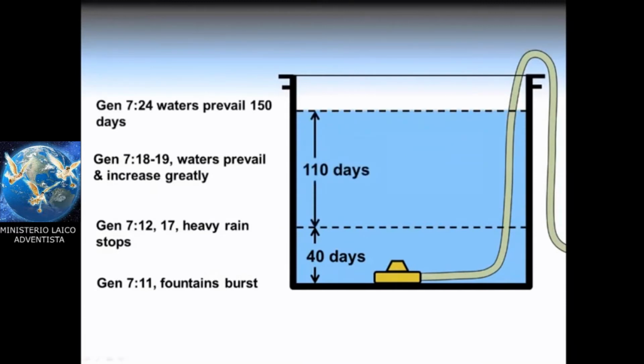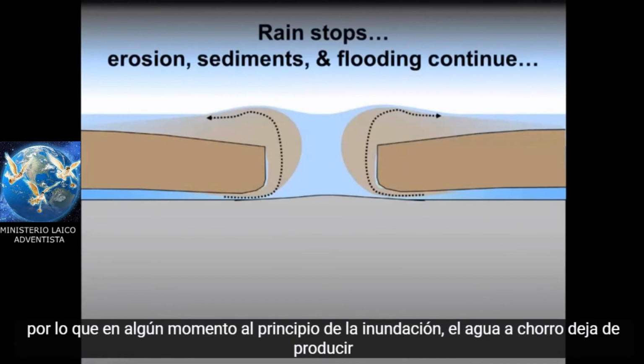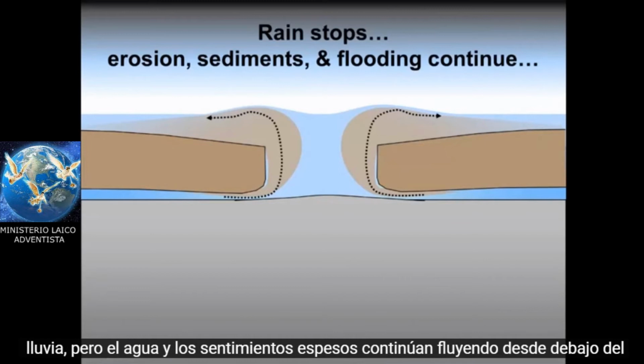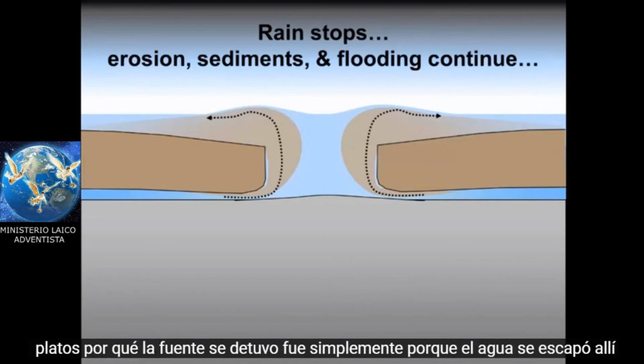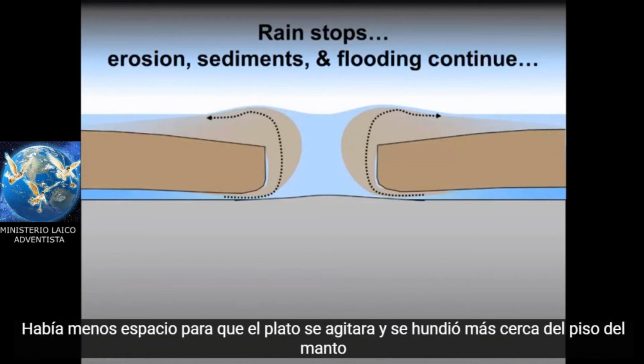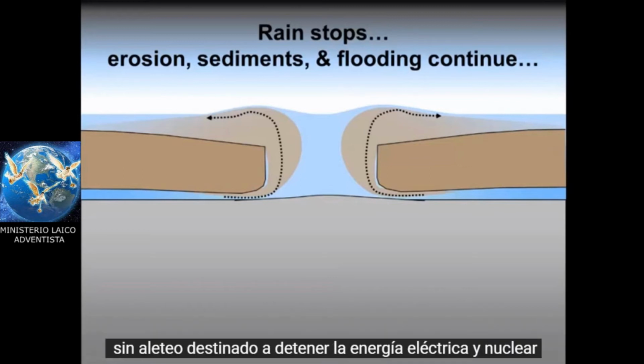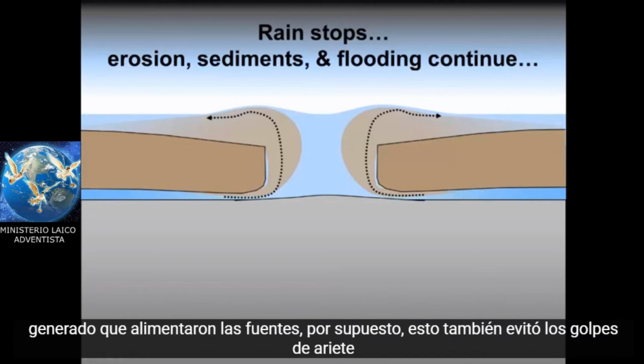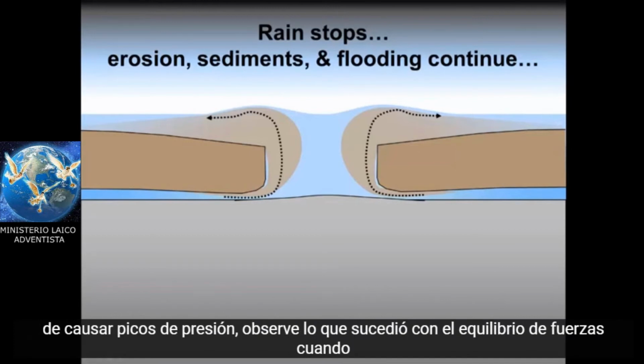So at some point early on in the flood, jetting water stops producing continuous rain, yet water and thick sediments continue to flow out from under the plates. Why the fountain stopped was simply because as water escaped there was less room for the plate to flutter, and it sank closer to the mantle floor. No flutter meant a halt to the electrical and nuclear energy being generated, which powered the fountains. Of course, this also prevented water hammers from causing pressure spikes.